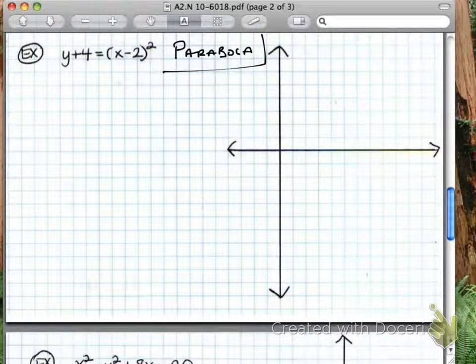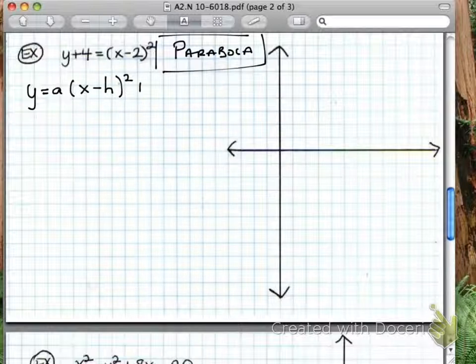Okay. What's the form of our parabola? y equals a times x minus h. How do I know it's y equals? Yes, you do know, because it's x minus 2 squared. There are two forms for everything except the circle, and in this case I know it's y equals because my x is the square term, or my x is in the parentheses, however you want to look at it. So it's y equals a times x minus h squared plus k.